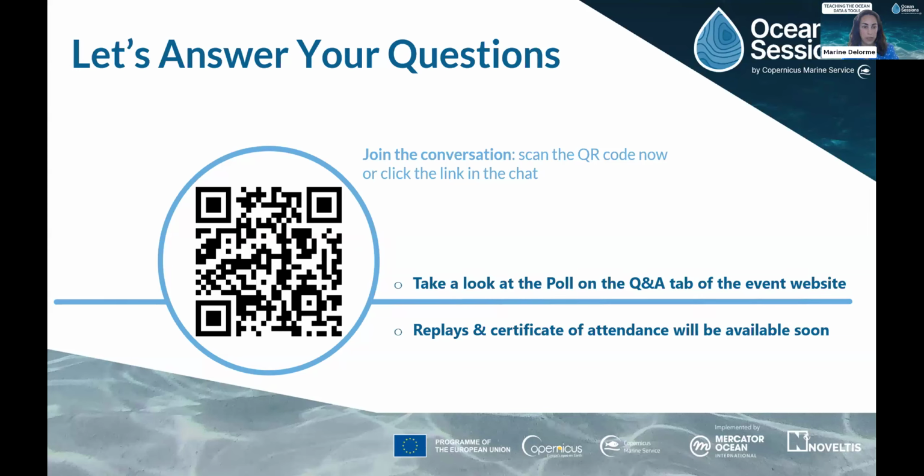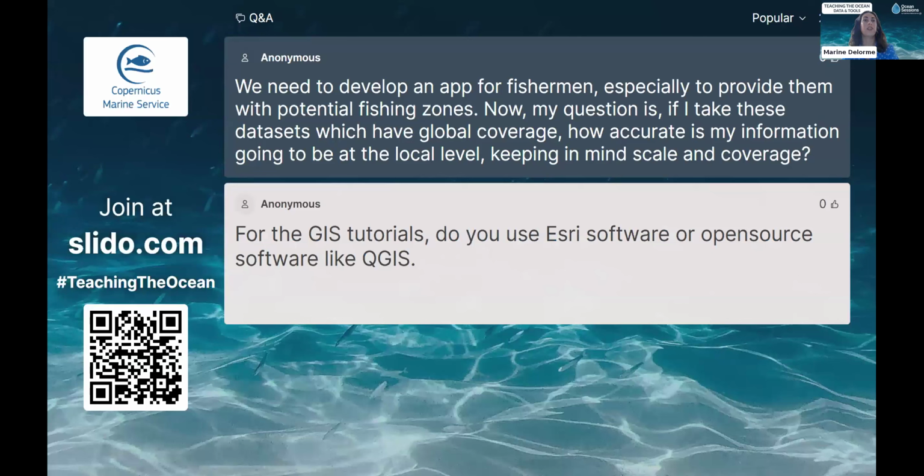So let me see. Actually, we've started receiving some questions. The first question is, we need to develop an app for fishermen, especially to provide them with potential fishing zones. My question is, if I take these data sets which have global coverage, how accurate is my information going to be at the local level, keeping in mind scale and coverage?